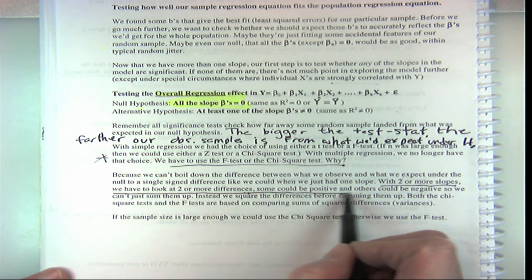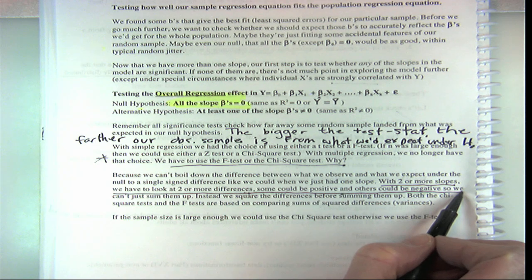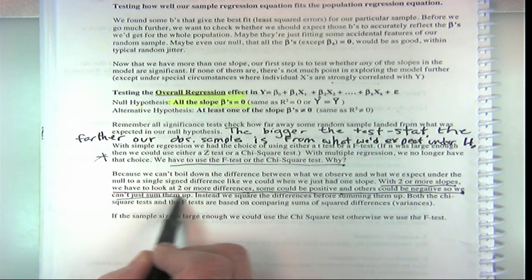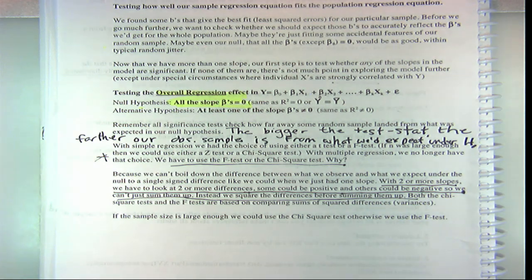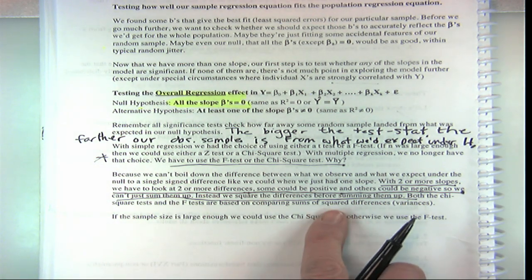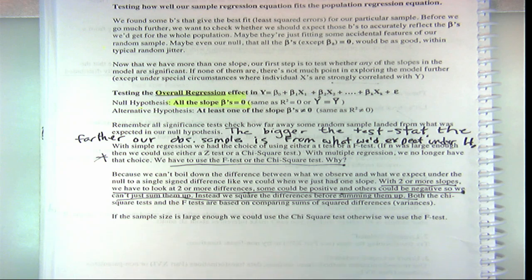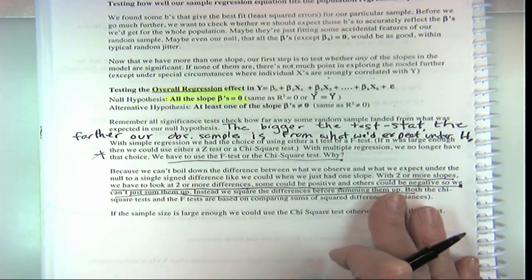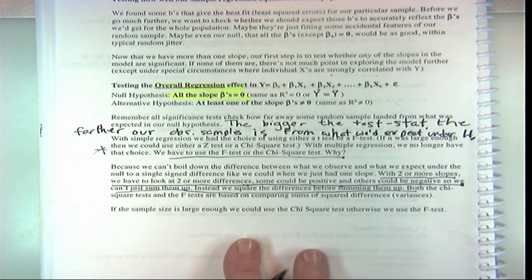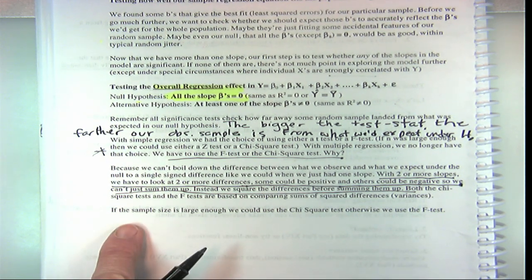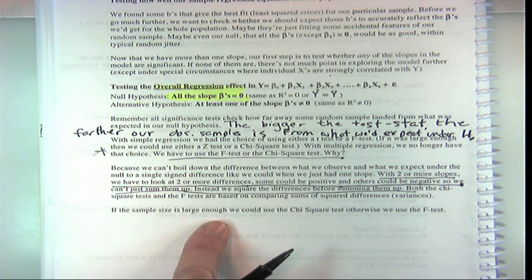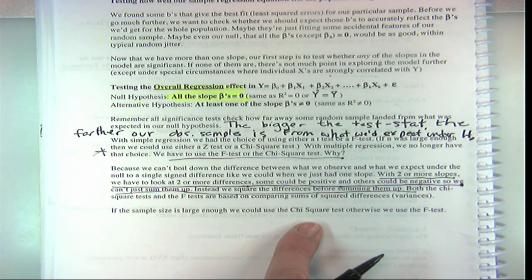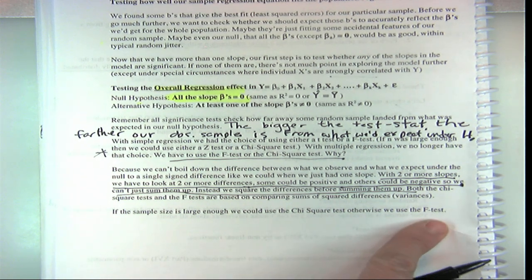Some could be positive, others could be negative. So what do we always do in statistics? Instead of taking their absolute value, or the average of their absolute values, we don't just sum them up, we square them before summing them up. So these tests are based on comparing sums of squared differences, which are variances, because that's what we have to do when we have multiple groups. And of course, this is just like with z and t. If the sample size is large enough, we can use chi-squared, like we can use z, but otherwise we have to use F.